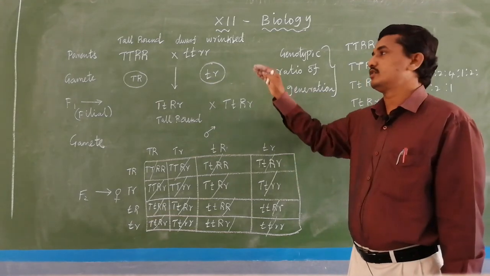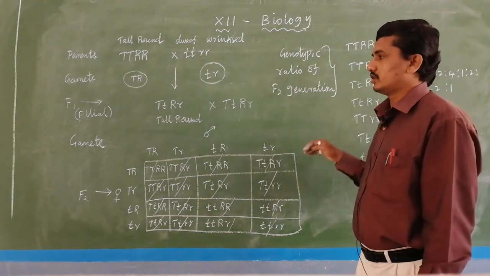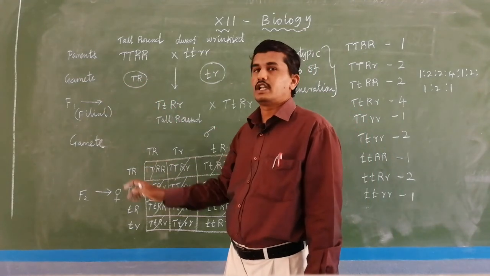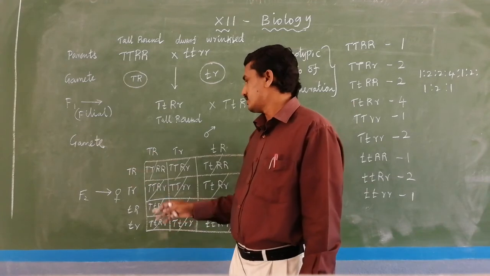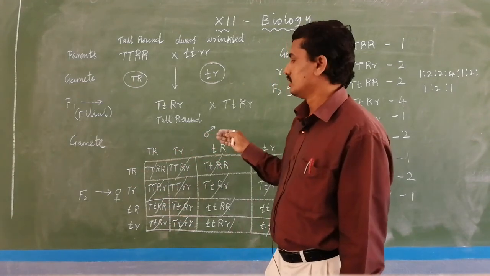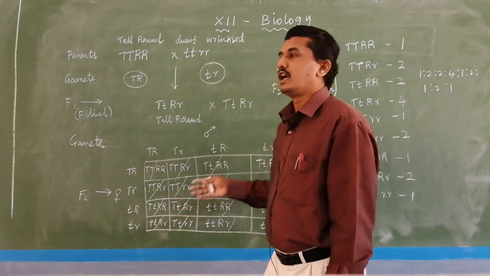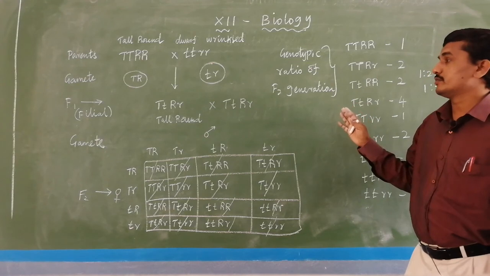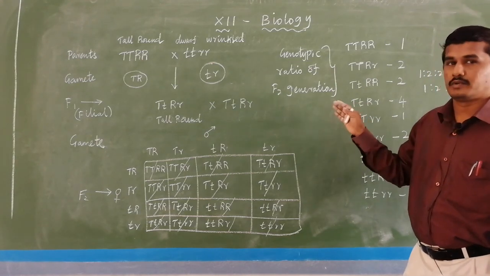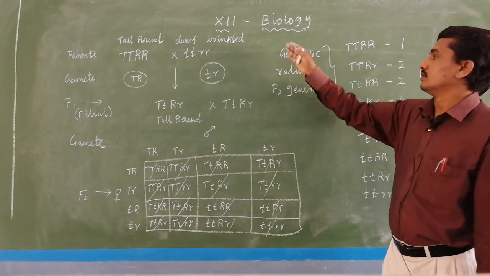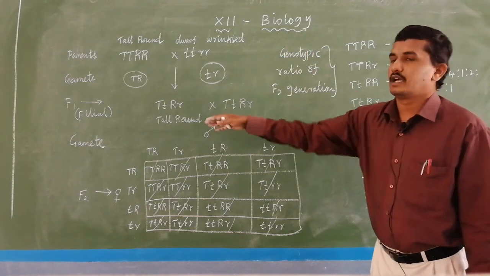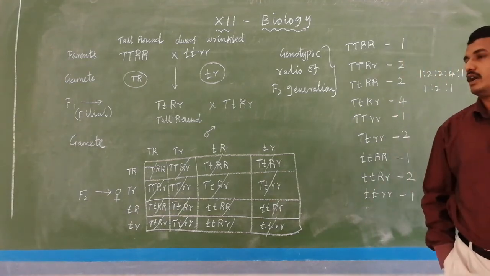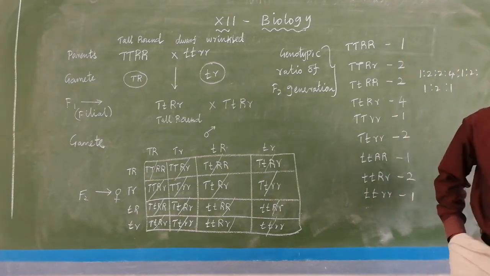So, you put all the things from tall round to all the things like parents we mentioned, gametes also put, and F1 generation, filial generation, and the gametes, and F2 generation, and the phenotypic ratio of F2 generation, and the genotypic ratio of F2 generation. Due to space not being available, we strike out the phenotypic and the gametes also, we put all the things. Okay. This is actually a dihybrid cross.